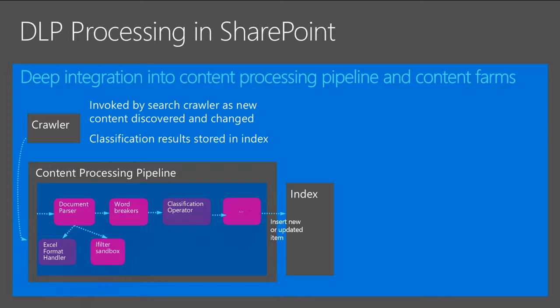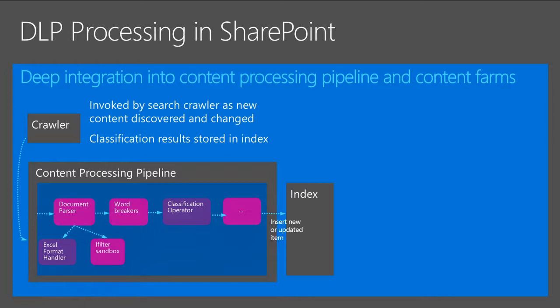One thing is we worked with the Excel team to provide a new format handler for Excel files. The reason that was important was that Excel files, the way they were processed by the index, were missing key information that was important for DLP detection. So we created a new format handler that runs in the processing pipeline.